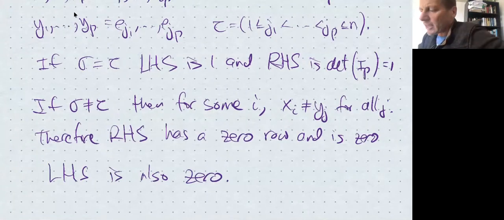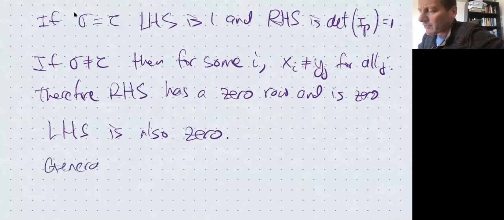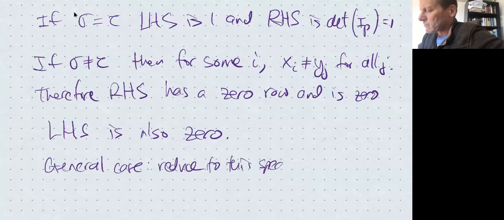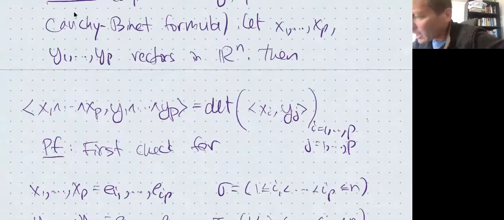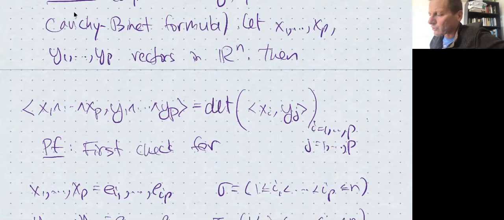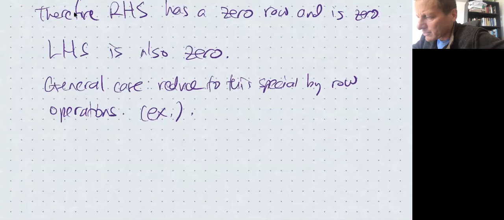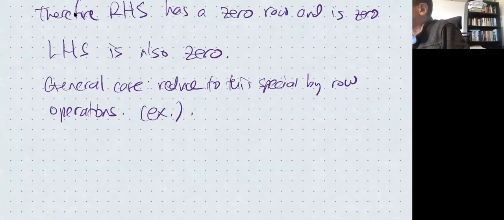In the general case, as before, I'll leave it as an exercise, reduced to a special case by row operations, by taking linear combinations. Both sides of this expression transform in exactly the same way when you perform row operations on the xi's or on the yj's, and you can reduce to this case. So this is the proof, or sketch of proof, of the Laplace identity.